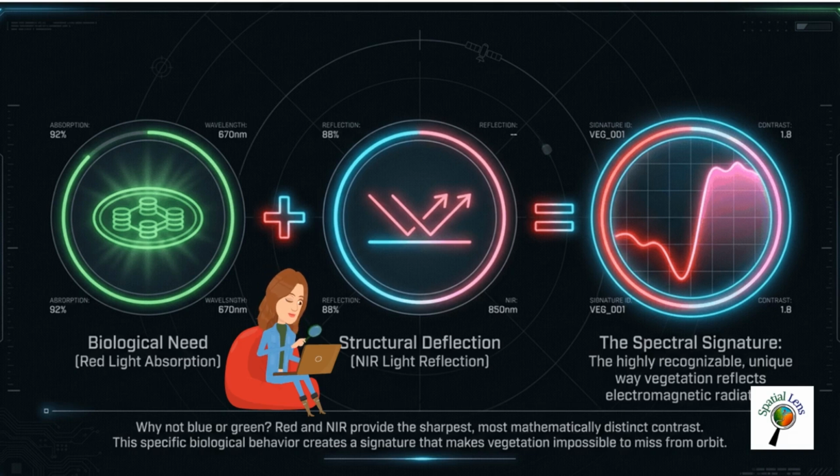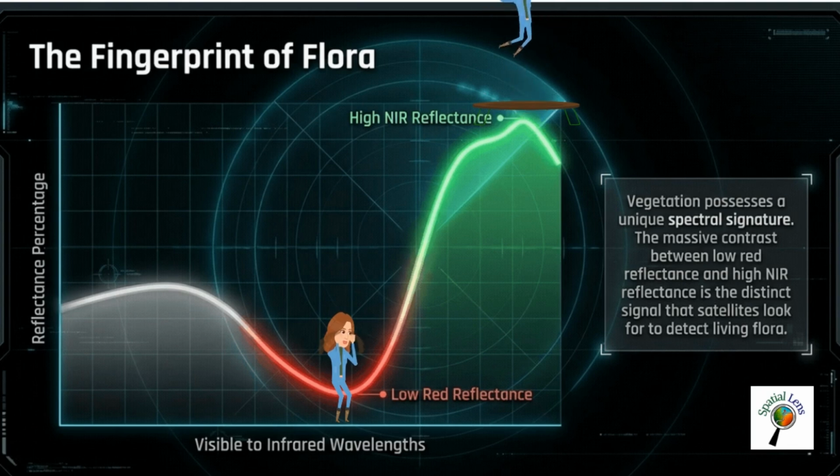This behavior forms part of a plant's spectral signature. A spectral signature is the unique way a material reflects electromagnetic radiation across wavelengths. Vegetation has a very recognizable spectral signature. Low reflectance in red, high reflectance in NIR. That makes NDVI extremely powerful.